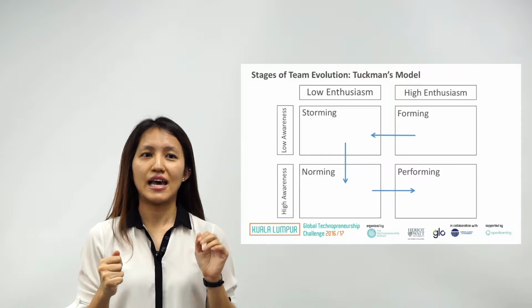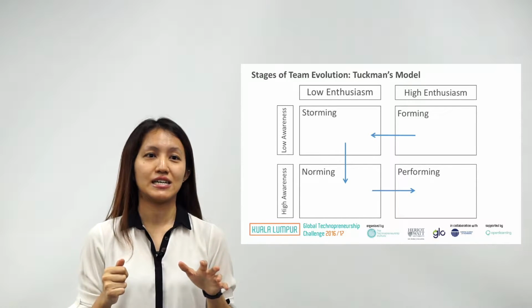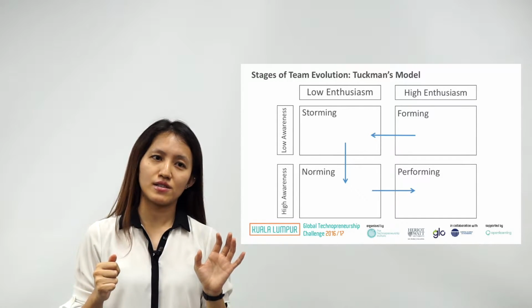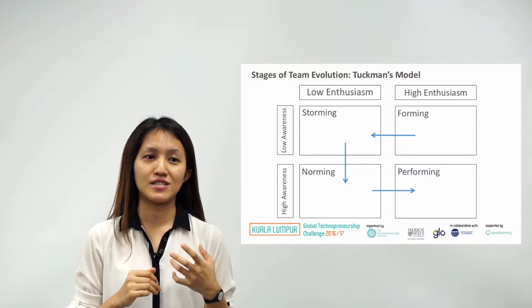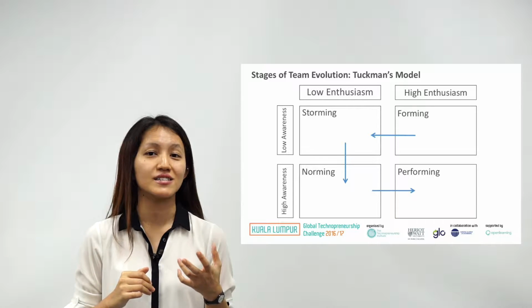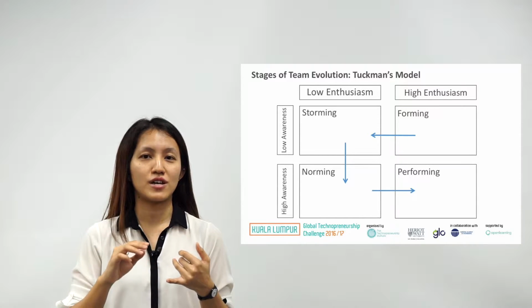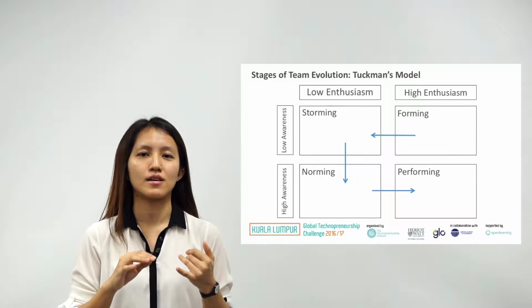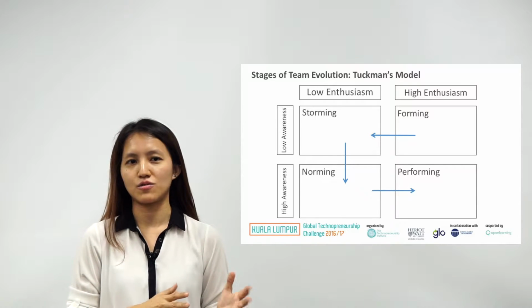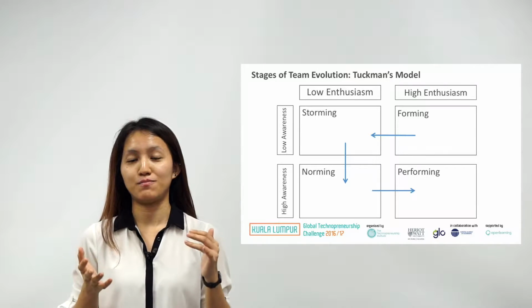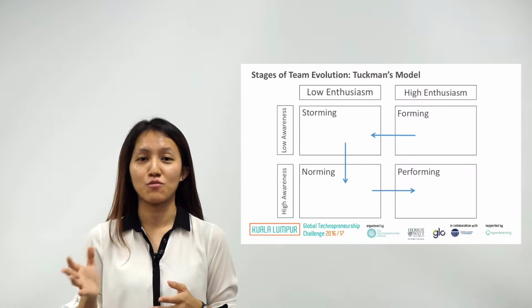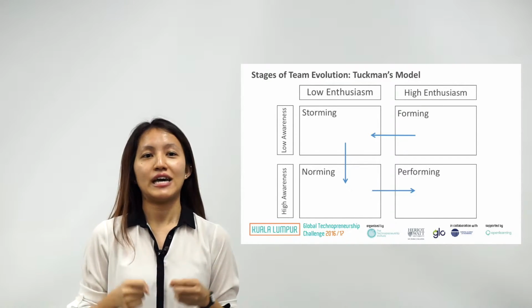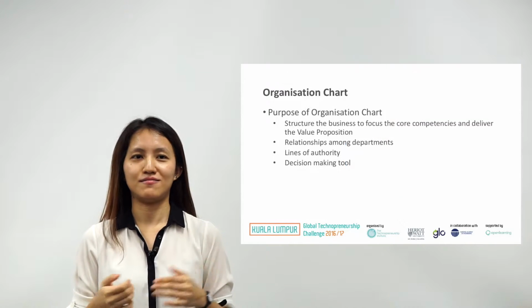So at this stage, it's still low enthusiasm, not as high as the previous one, but the difference is that you already have high awareness of whatever is happening. Everyone should be able to share the same goal, the same mission and vision. And the last stage will be performing. Everyone doesn't even have to be instructed by the group leader anymore. You already know what to do, and all you have to do is just perform and shine.